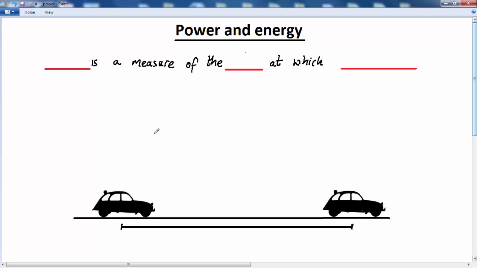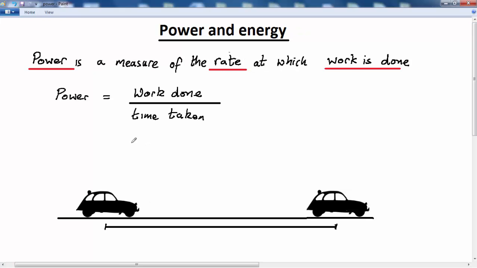In this lesson we're going to look at the concept of power. Power is a measure of the rate at which energy is transformed by a device. For example, we can say that power is the measure of the rate at which work is done. So we can say that the power is the work done by the device, motor, engine, or whatever, divided by the time taken for that work to be done, or for that energy to be transformed.